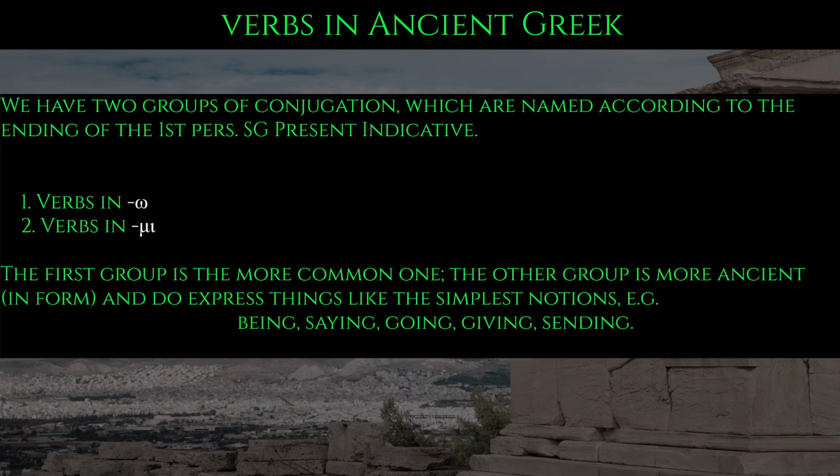So, next, we must notice we have 2 groups of conjugation, which are named according to the ending of the first person singular present indicative. Those would be, first, the verbs in o, which is an omega, and second, verbs in mi. Now, the first group is by far the more common one. The other group is actually more ancient in form, and it does express things like the simplest notions, for example, being, saying, going, giving, sending.